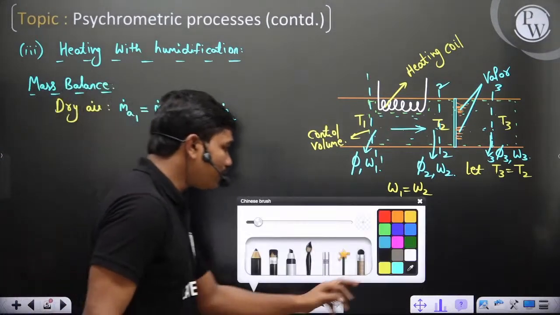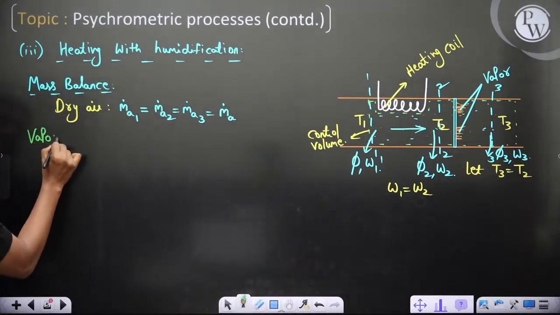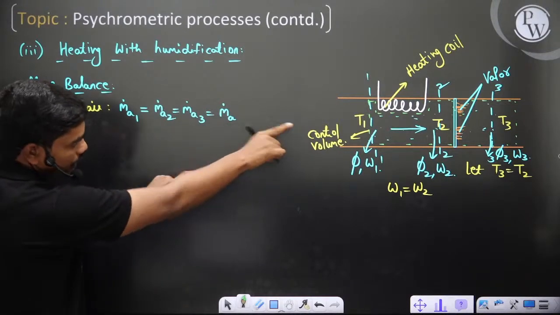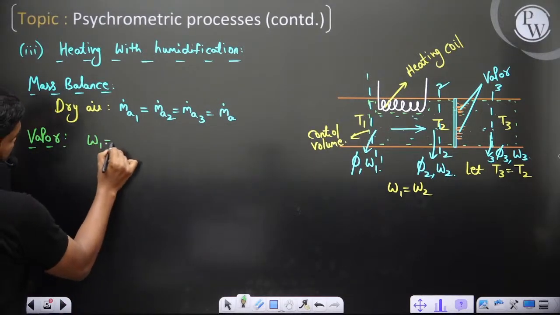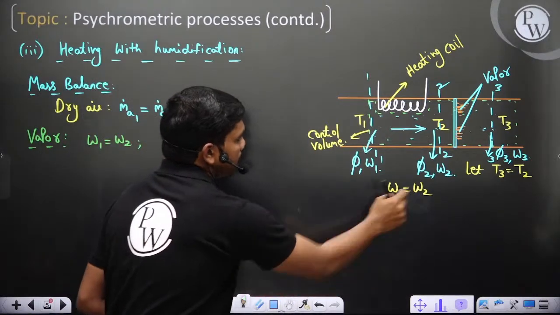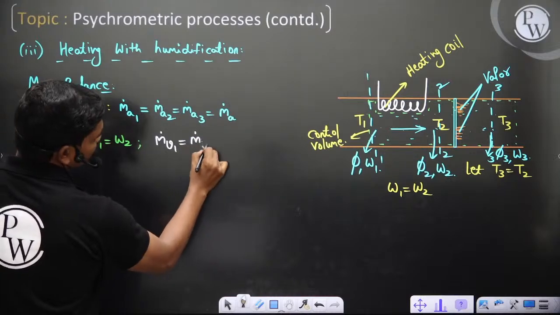Now coming to omega 1 and omega 2, if you apply this for water vapor, see what happens. Omega 1 is the same as omega 2, and you can understand that the mass of water vapor entering section 1 is the same as the mass of water vapor entering section 2.